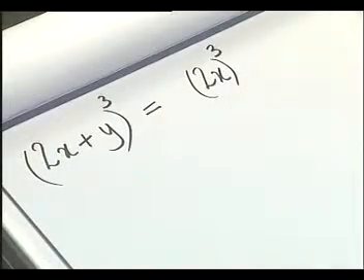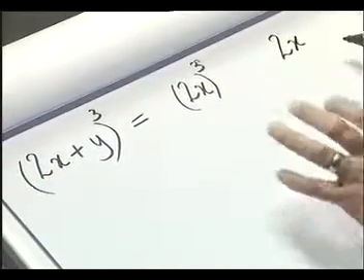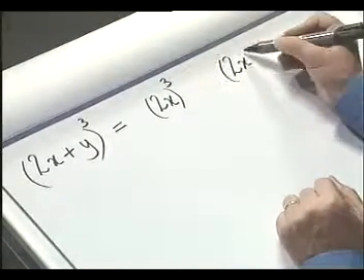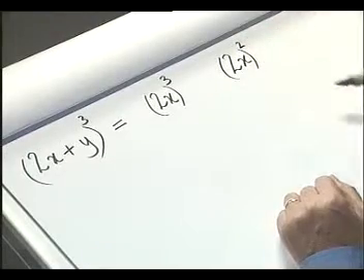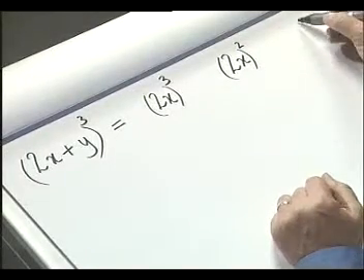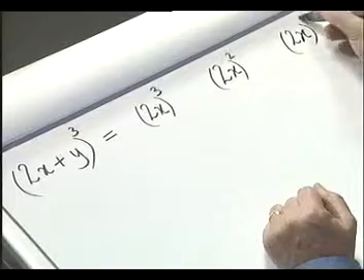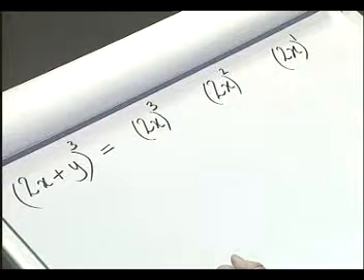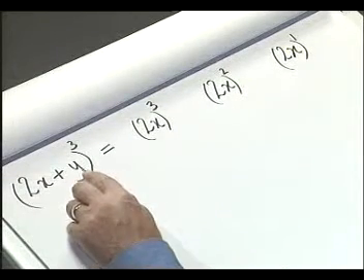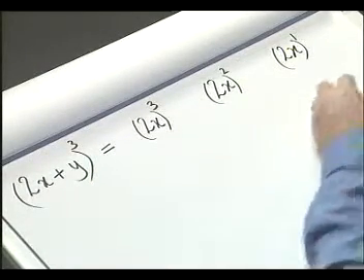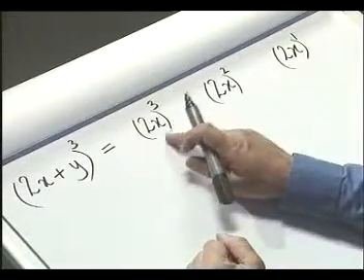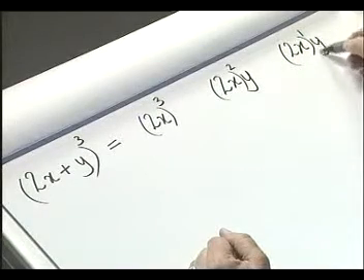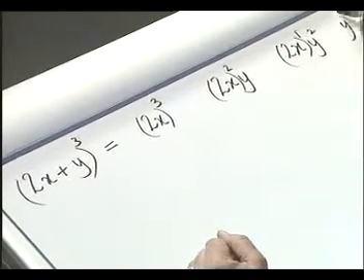Every subsequent term will have a 2x in it, but as we go from left to right, the power of 2x will decrease. So the next term will have a 2x all squared. The next term will have a 2x to the power 1, or just 2x, and then there won't be any at all in the last term. Powers of y will increase as we move from the left to the right. So there won't be any in the first term, then there'll be y, then there'll be y squared, and finally y cubed.